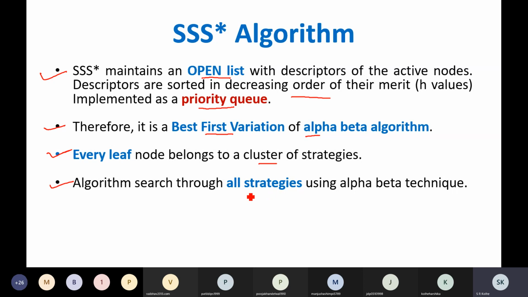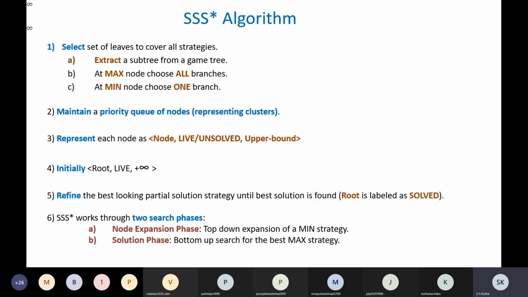Now what will the algorithm do? The algorithm will search through all the strategies using the alpha beta technique, the same way as the alpha beta technique. But along with that, the algorithm will use heuristic information. We will see how. Now what does this algorithm do? It selects a set of leaves which will cover all the strategies. What is the first step? Select a set of leaves which will cover all strategies.